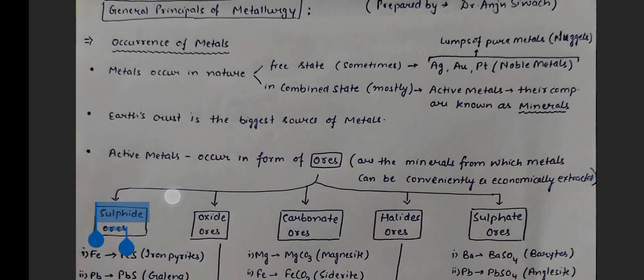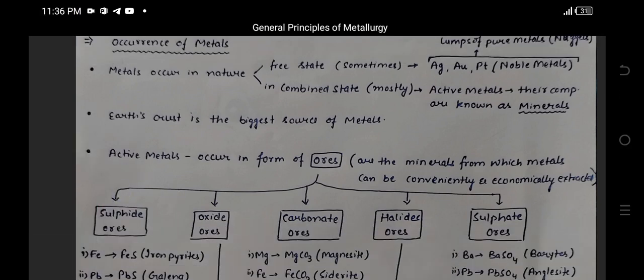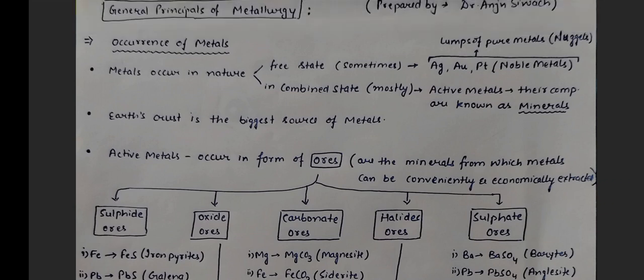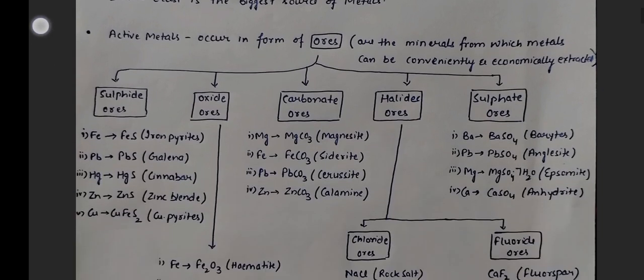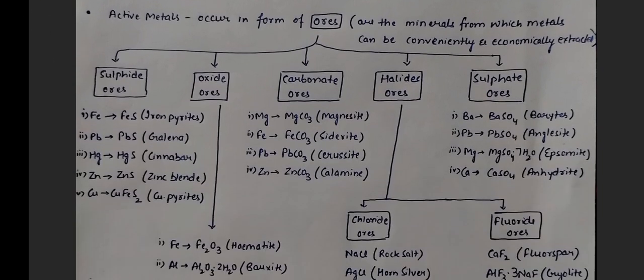Active metals occur in form of ores, where ores are the minerals from which metals can be conventionally and economically extracted. Ores are found in five types, that are sulfide ores, oxide ores, carbonate ores, halide ores, sulfate ores.